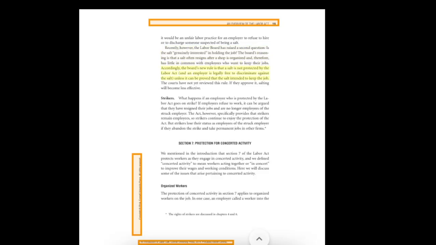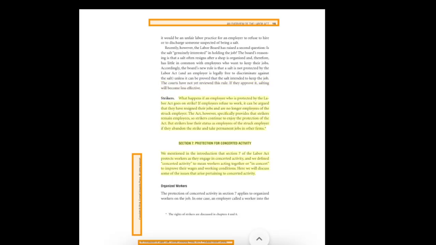Accordingly, the board's new rule is that a SALT is not protected by the Labor Act, and an employer is legally free to discriminate against the SALT, unless it can be proved that the SALT intended to keep the job. The courts have not yet reviewed this rule. If they approve it, salting will become less effective.